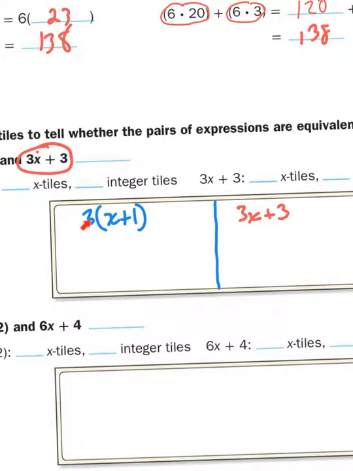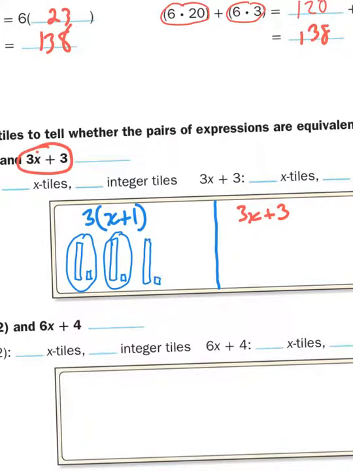All right, so now we're going to start and we're going to draw this expression. Remember, this means 3 groups, because it's 3 times x plus 1, 3 groups of x plus 1. So let's draw that. Here's an x plus 1. There is one group. Here's another x plus 1. That's a second group. And here's another x plus 1. That's a third group. So right here we have 3 groups of x plus 1. Group 1, group 2, group 3.